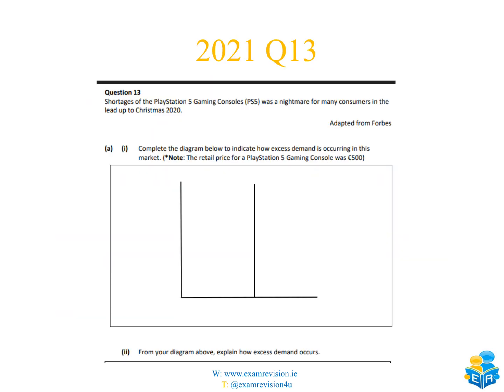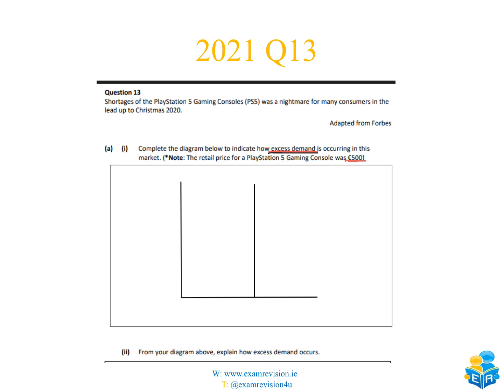So this question was from 2021, question 13. Again, topical at the time. The shortage of PlayStation 5 gaming consoles was a nightmare for many consumers in the lead up to Christmas 2020. Complete the diagram below to indicate how excess demand is occurring in this market. And again, something very important, change that to red: excess demand, and that the retail price for the PlayStation gaming console was €500.